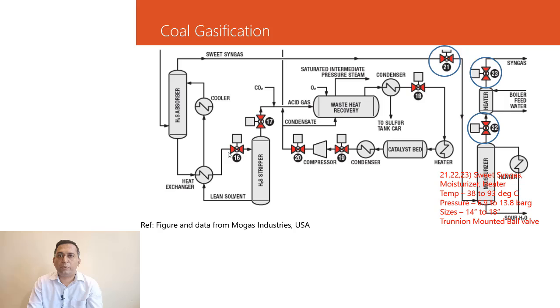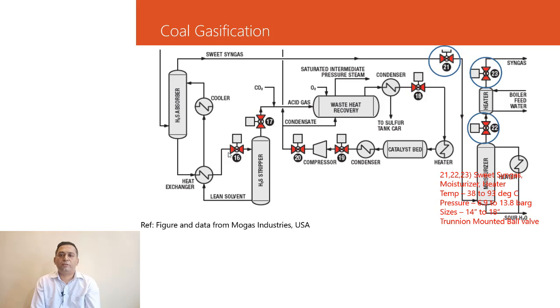Next is 21, 22 and 23, which is sweet syngas, moisturizer and heater valves. Here the temperature is 38 to 93 degrees centigrade. Pressure will be 6.9 to 13.8 bar. Size will be 14 to 8, and a tunnel mounted ball valve is used.